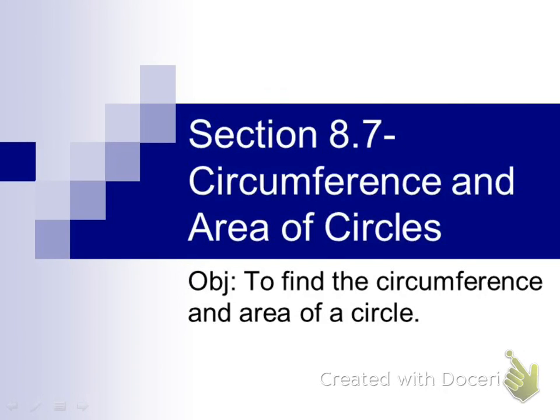Today we are looking at section 8.7. It's all about circles. We're going to look at two things having to do with circles, circumference and area. Circumference is a lot like the idea of perimeter. It's the distance around the outside. And then area is the same idea, area we've been talking about. Basically, you're going to learn two formulas, one for each, and then we're going to practice using them.